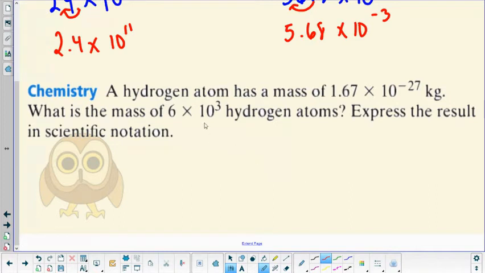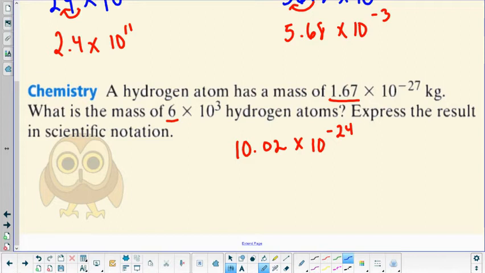What is the mass of 6 times 10 to the third power hydrogen atoms? So basically we want to take this and multiply it by 6 times 10 to the third and see what we get. I'm going to multiply my leading numbers. So 1.67 times 6 gives me 10.02. And then I'm going to add my exponents. So I need to add negative 27 plus 3. Well, negative 27 plus 3 gives me negative 24.